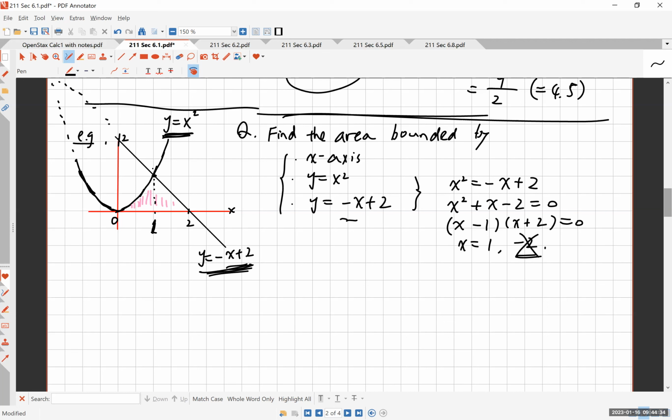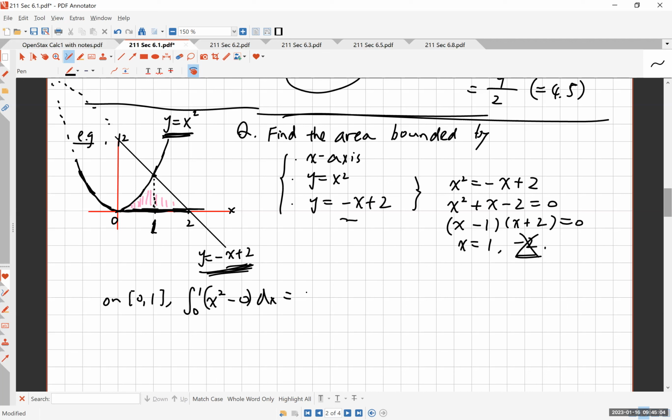Well, the lower function is 0. Okay, so the lower limit for the integral will be 0. But you notice here, between 0 and 1, the higher function is x squared. So you have to say it's x squared minus 0. 0 is this bottom line here, right?